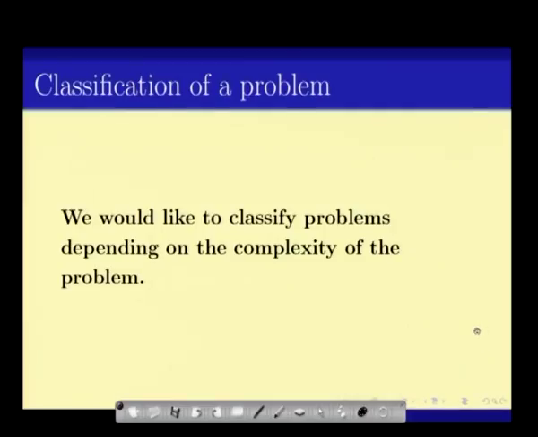Now, coming back, what is the connection to algorithms is that to understand the complexity of a problem, we have to design algorithms. We also have to do the other part which we have not done, which is proving the lower bound, which is also a big part of the algorithms course. And we would like to classify these problems based on their complexity.